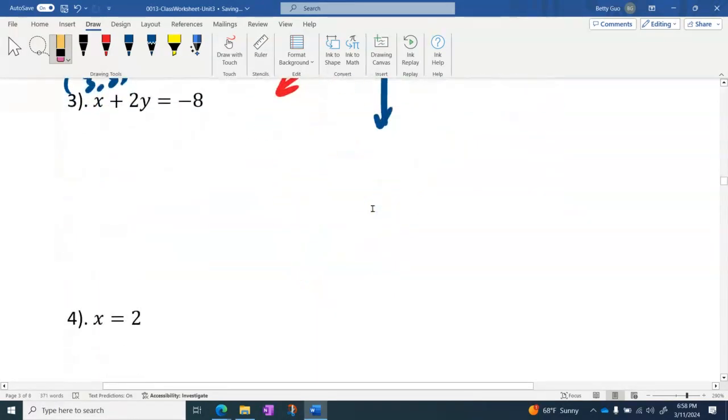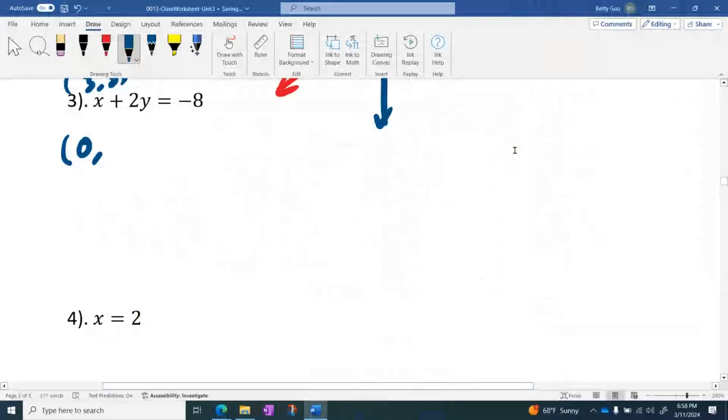Number 3, the equation is x plus 2y equals -8. This time you help me to find some solutions for this equation, okay? How do we do that? I want to make x be 0. If x equals 0, we want to come up with a solution for the equation, right? I want the solution to have x value 0. If x is 0, can you help me out to find the y value?